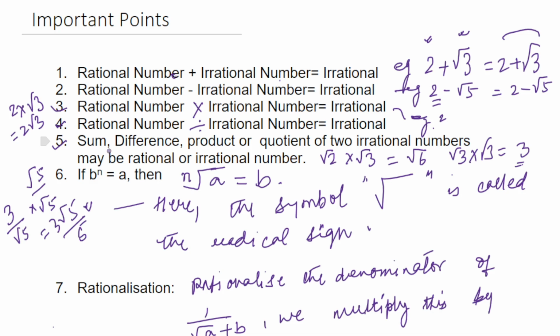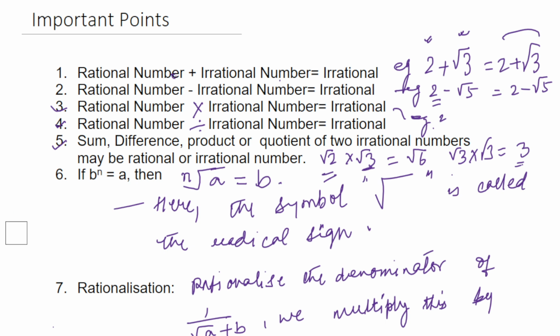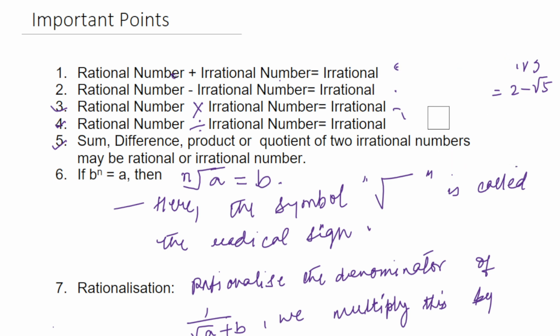The same is the case with sum, difference or division. If you have two irrational numbers and you multiply, divide, add or subtract, sometimes you may get an irrational number and sometimes you may get a rational number. Is it okay? Alright, so let me rub all this. I hope you understood all this concept.